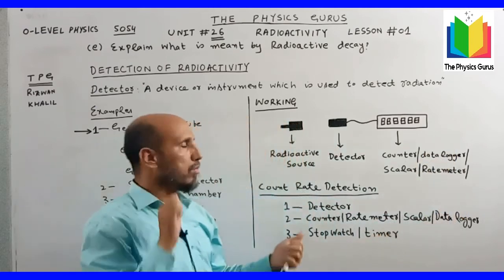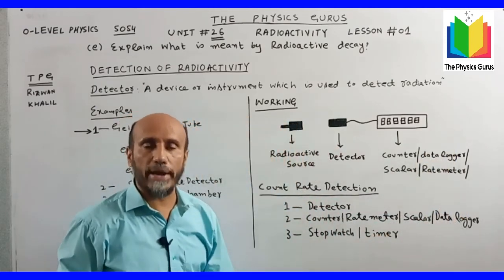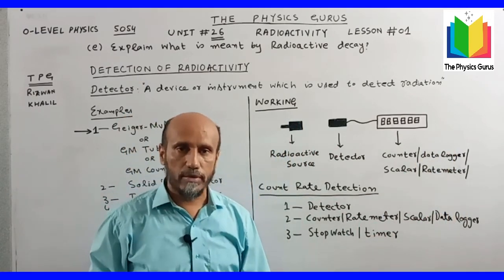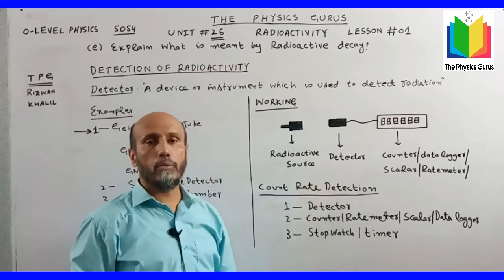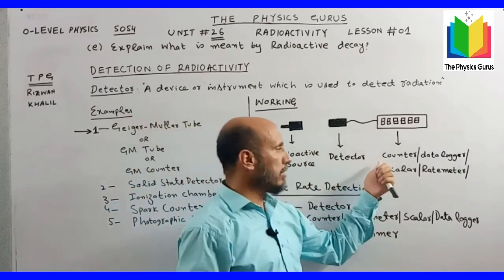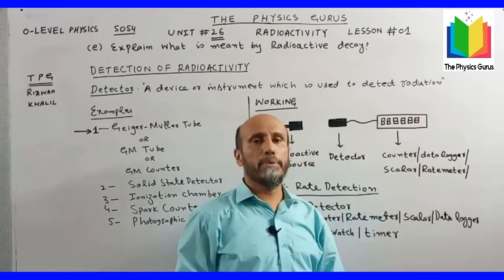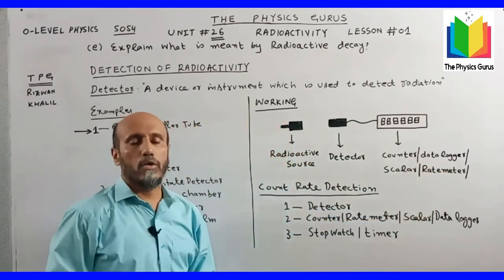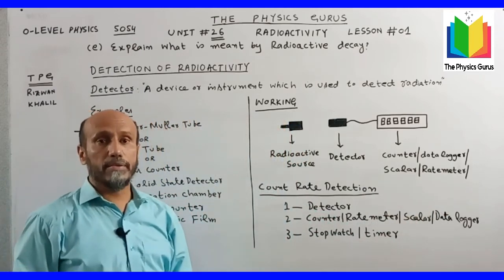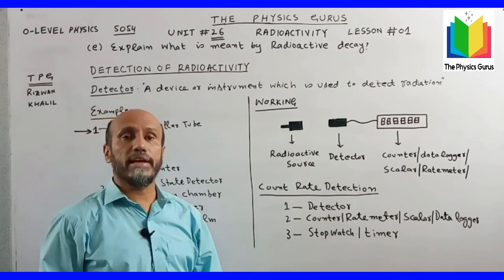So in order to detect the radiation, what is required? Number 1, a radioactive element which emits radiation. Number 2, a detector which will detect the radiation. And number 3, a counter or data logger or scaler or rate meter, which gives the value of radiation detected by the detector from the radioactive element.